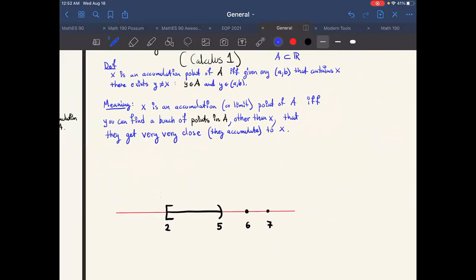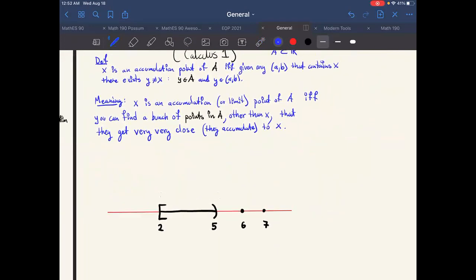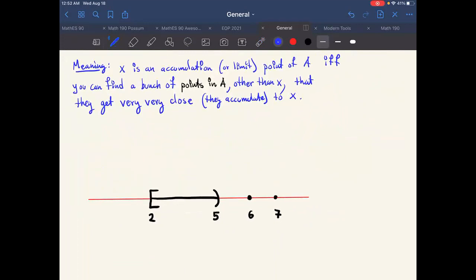Why is that the meaning? I can discuss that in another video, but let's move on from this meaning and explore the accumulation points based on this meaning, all right? That's the purpose of this video. Let's go ahead and check it out.